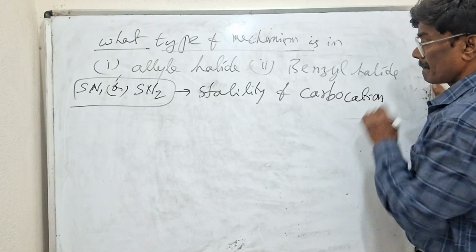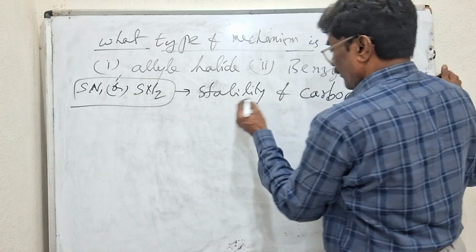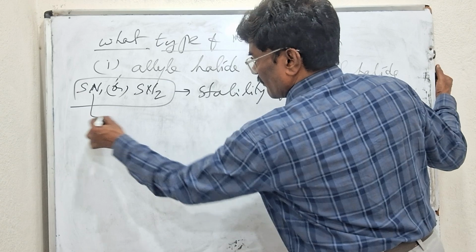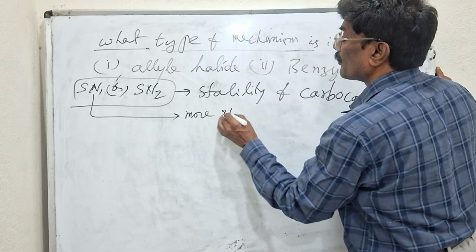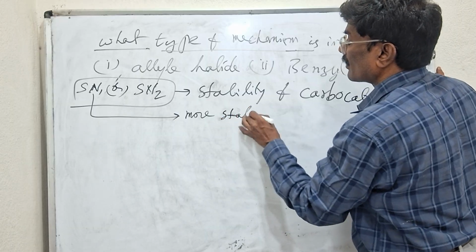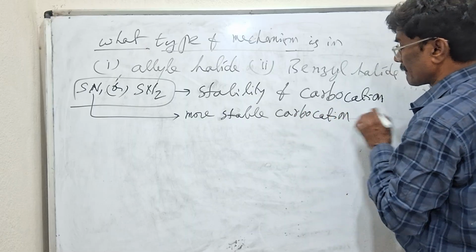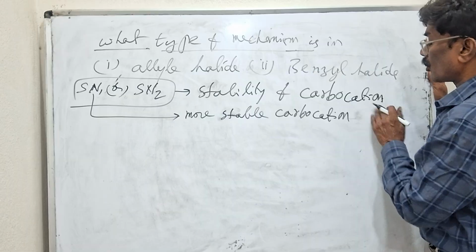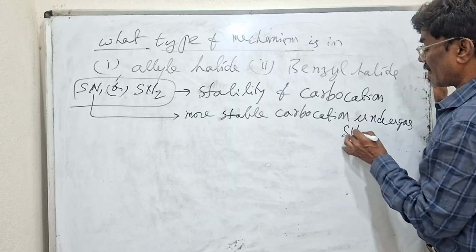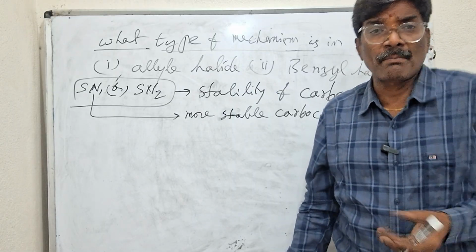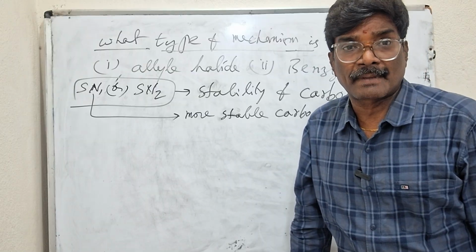Carbocation means formation of carbocation. Carbocation formation results in the SN1 mechanism. The more stable the carbocation, the more it undergoes the SN1 mechanism. Why? Because in the SN1 mechanism, the carbocation forms in the first step, the slow step.